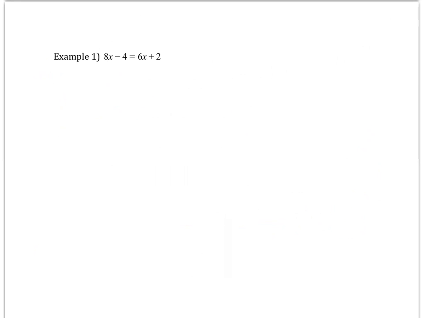Our first example is 8x minus 4 equals 6x plus 2. My first step, I'm going to draw a line down my equal sign. Remember, if you look back to the steps we just talked about, I need to move the baby variable to the mama. So if I look, my variables, I have 8x and 6x. The smaller variable is 6x.